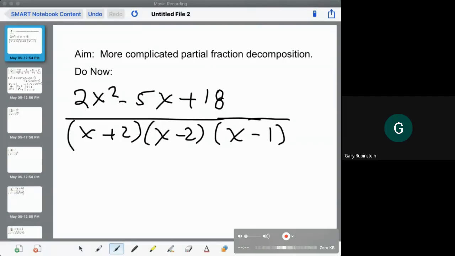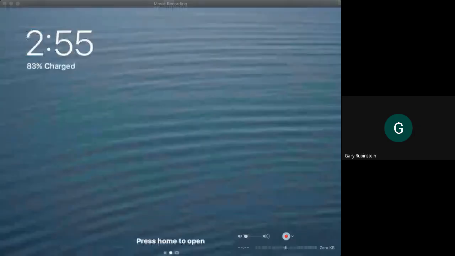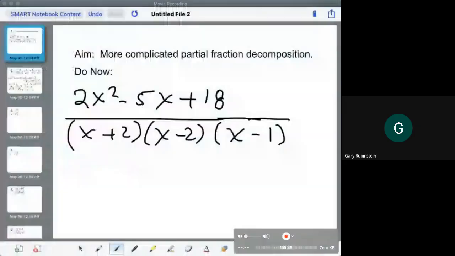Okay, everyone, would you type into the comments, how do you get this question started? Because we haven't seen this exact question before. And what's the key to getting this question started? And that's right. We're going to need an A, a B, and a C.